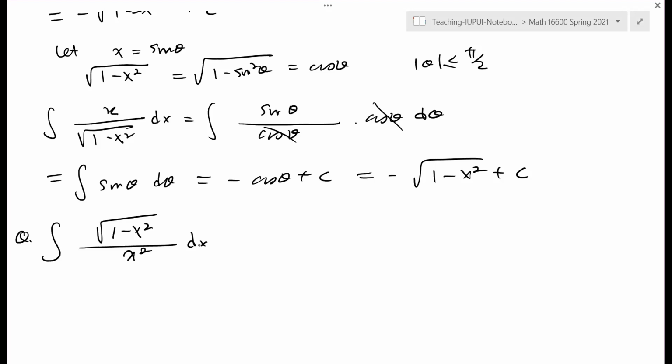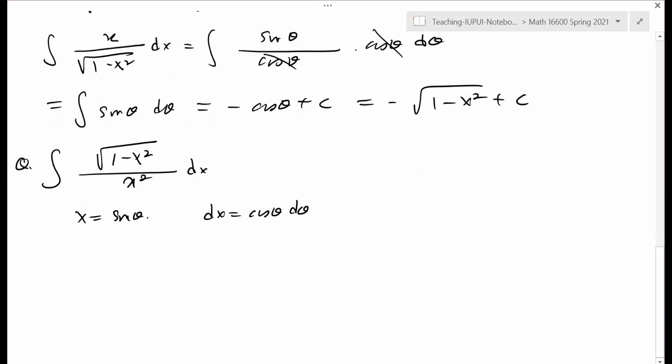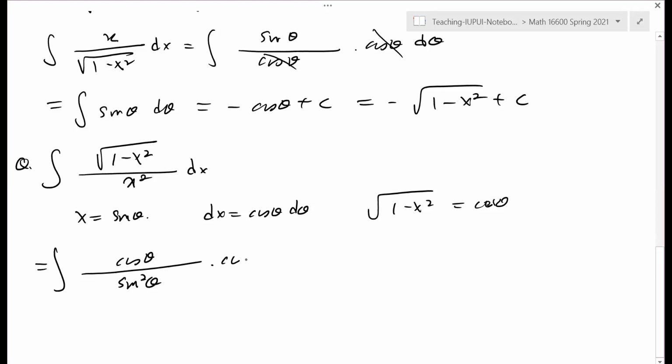Okay, so you see square root of 1 minus x squared, and I just cannot find any other substitution. So we try this substitution, let x to be sine theta. Then dx is going to be cosine theta d theta, and I hope you plug them into the formula. Then the square root of 1 minus x squared is going to be cosine theta, so this is a cosine theta, and this is a sine square theta, and the dx is a cosine theta d theta.